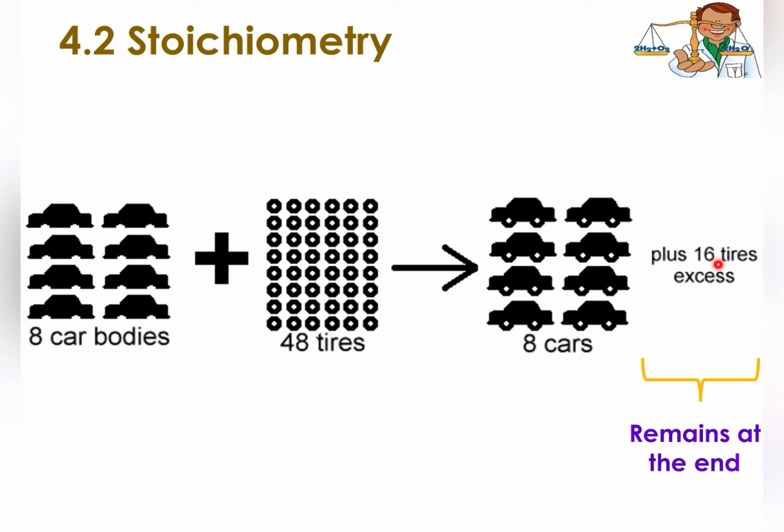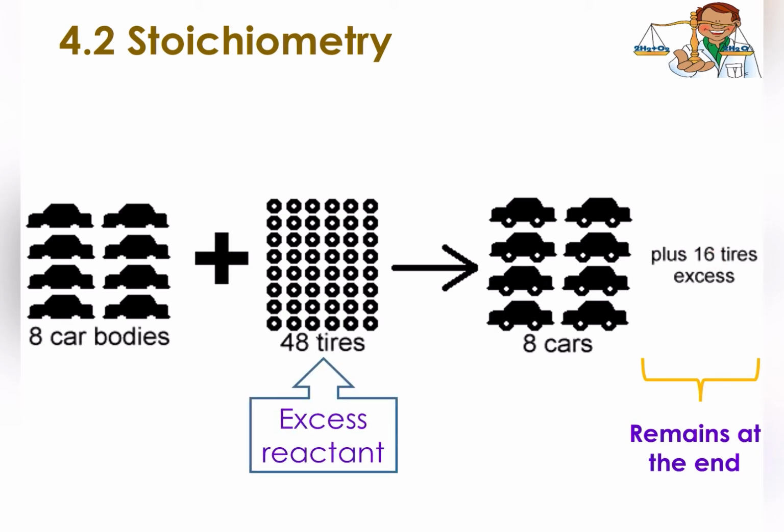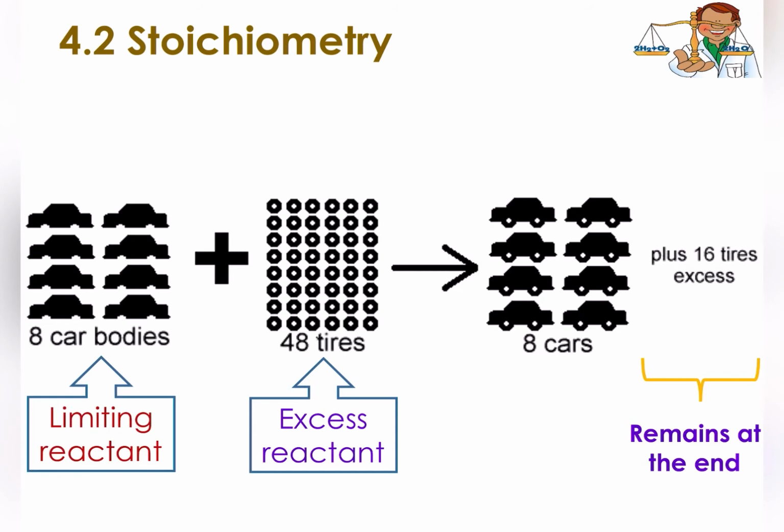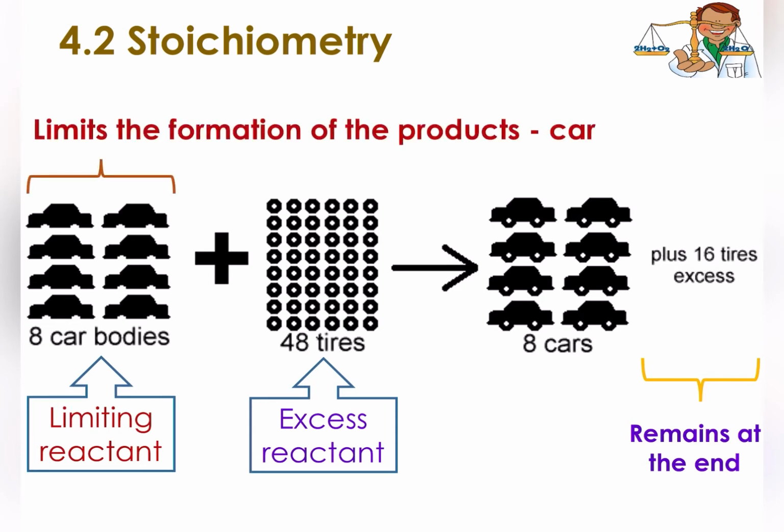So because tires ada remain ataupun ada baki at the end of the production, it means that tires adalah excess reactant. And which one yang betul-betul completely consumed adalah car bodies. And these car bodies yang akan limitkan production of car. So this is what you have to understand from reaction by using this analogy.